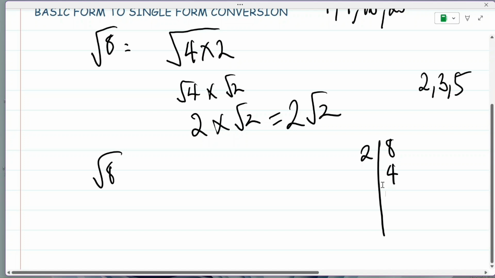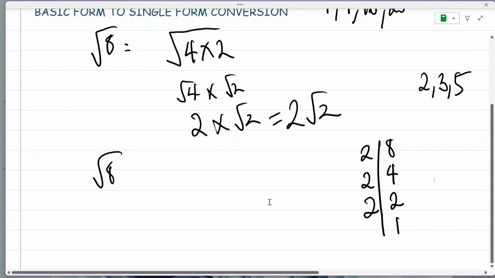If 2 can still go, you still use it. 4 divided by 2 is 2. 2 can still go into this 2, so we go again. 2 divided by 2 is 1. Once you've gotten to this 1, you've gotten to the end of it. So 8 as a product of its prime factors is 2 times 2 times 2.